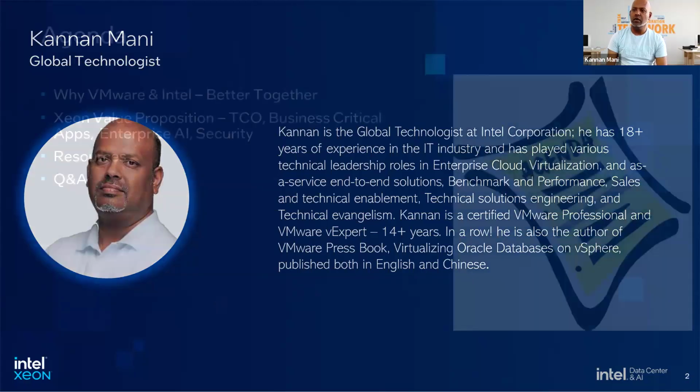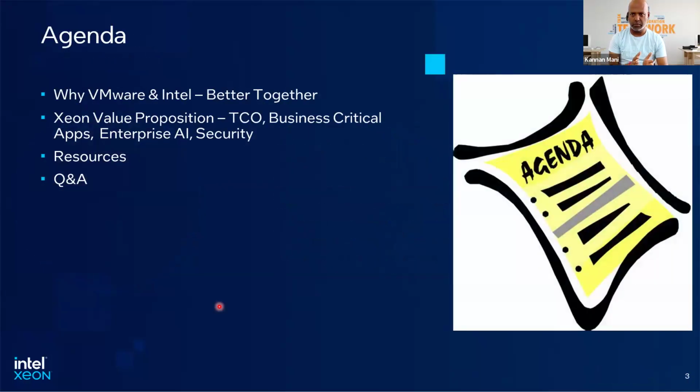Okay. With that, here is our agenda. We're going to talk a little bit about why VMware and Intel are better together, and then the Xeon value proposition. What does Xeon bring in? I call it a smart accelerator processor, because today people say, oh, what is Intel doing, it's just a chip. No, it's not. We have carefully understood what customer needs are and what kind of workloads customers are running, and we have built in some smartness, which we call inbuilt accelerators. I will talk about that in the later presentation.